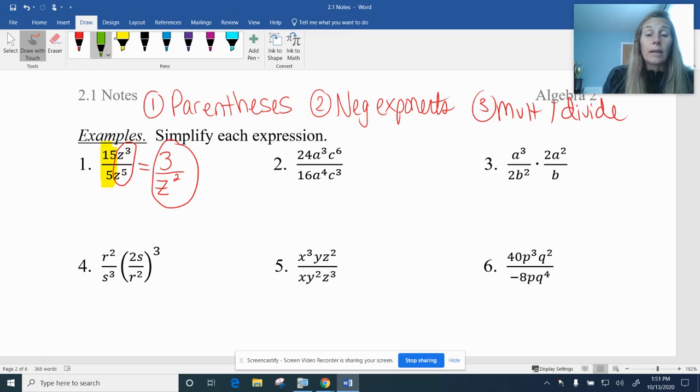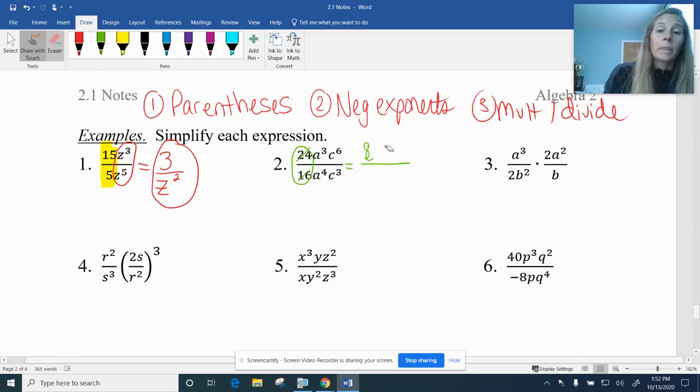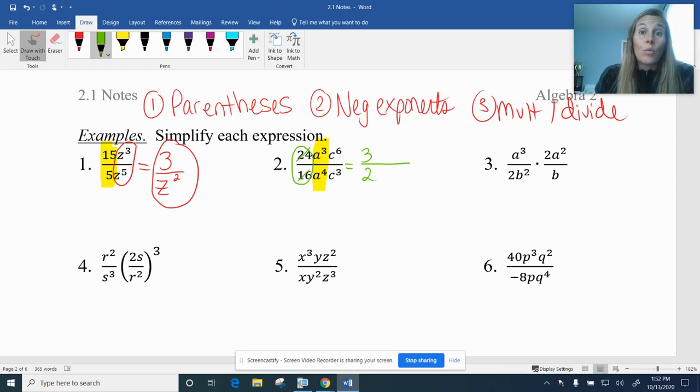Okay, same sort of concept here for number 2. So there's no parentheses to get rid of, no negative exponents. So I'm just going to multiply or divide. So this one's division. So 24 divided by 16, that doesn't divide evenly, so then you just reduce it. So these are both reduced by dividing by 8. So we can make this a 3 and a 2. Now, for the a's, we have a to the 3rd and a to the 4th. So if I do 4 minus 3, I'm left with just the 1, and that will be on the bottom. And then when I do my c's, 6 minus 3 is 3, and that one will be on the top because there were more c's on the top.